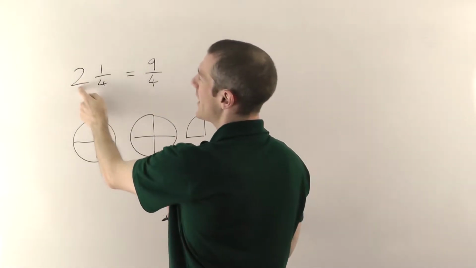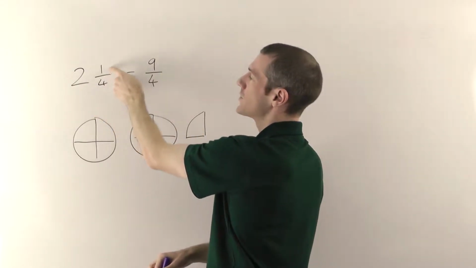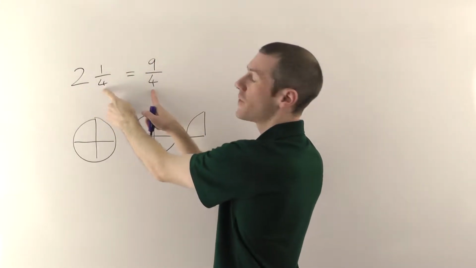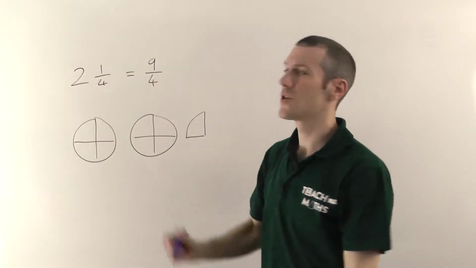So again, you times this by the bottom and add the top to get that one. 2 4s are 8 plus 1 gives you 9. The number on the bottom never changes. So that's how you convert from a mixed number to a top-heavy fraction.